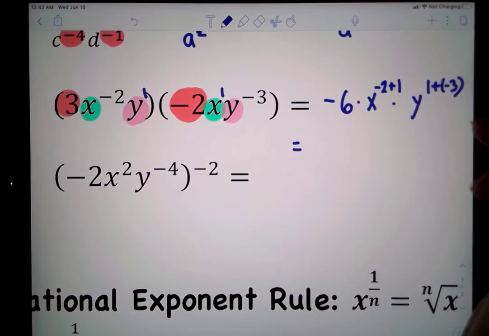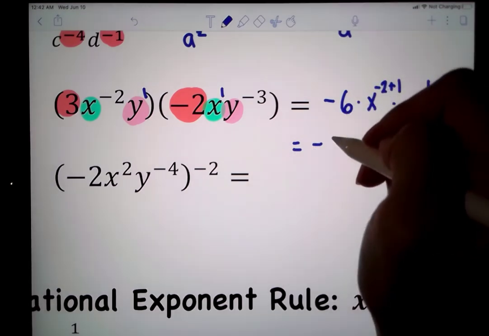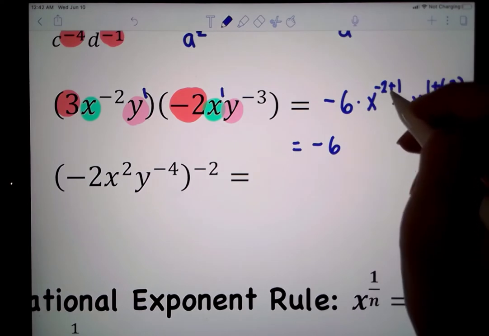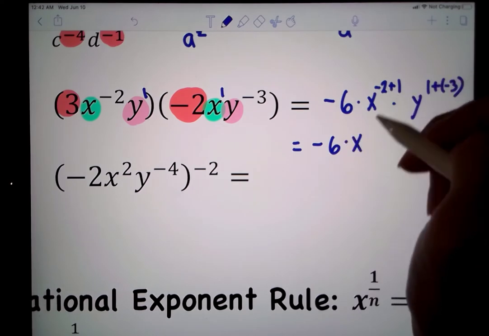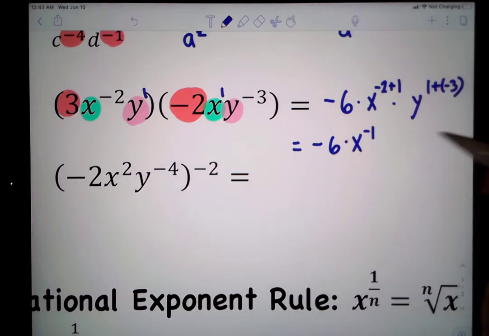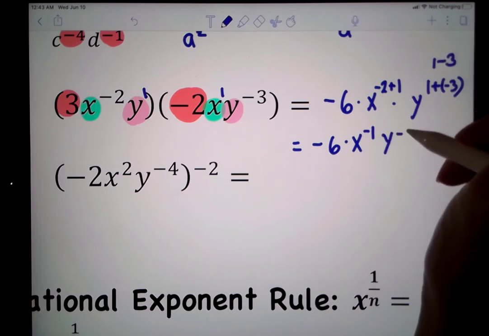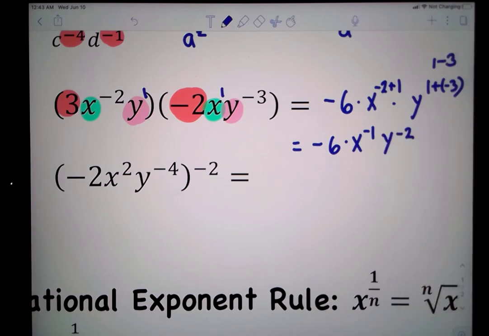So I'm gonna simplify this. Negative 6, just keep it. And x to the what? Negative 2 plus 1, that's negative 1, right? And then y to the 1 plus minus, so will be minus, that's 1 minus 3, which is y to the negative 2.